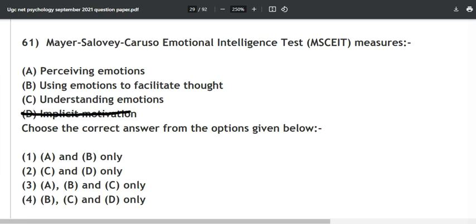That D option is never going to be the correct answer. So if we eliminate this, we are left with only A, B and C. Perceiving emotions and using emotions to facilitate thought are definitely going to be the answer, but understanding emotions, will this be or will it not be? Then the answer is obviously A, B, C. Three of them are correct. Option number 3 is the correct answer over here. Okay, A, B, C is the correct answer.